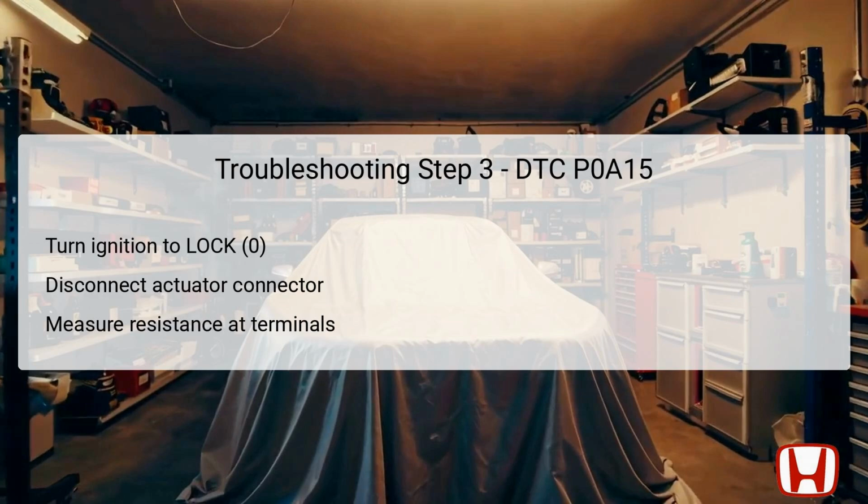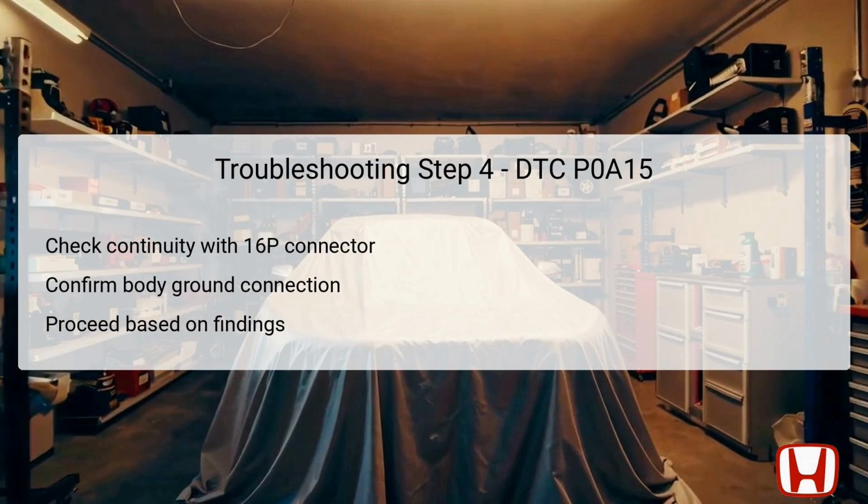The expected resistance is between 0.48 to 0.54 ohms at a temperature of 68 degrees Fahrenheit or 20 degrees Celsius. This specific range is indicative of a functional actuator. If the readings differ, it confirms a dysfunction, necessitating actuator replacement or further analysis. This step is essential for verifying the integrity of the engine mount actuator.